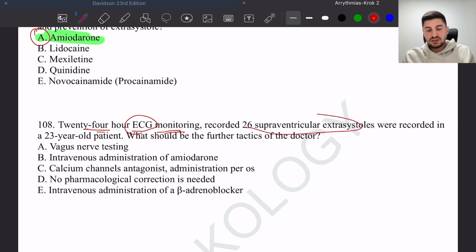We saw that he has 27 supraventricular extrasystoles. But the patient did not report any symptoms. They were discovered accidentally due to 24-hour ECG monitoring. So these are asymptomatic extrasystoles, and there is no pharmacological correction needed. This was the 2023 July booklet, so a recent booklet.